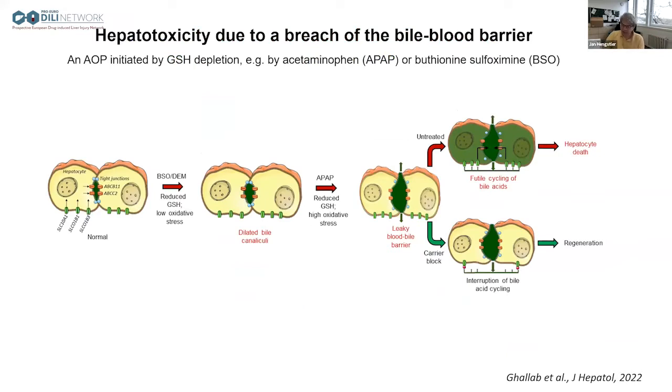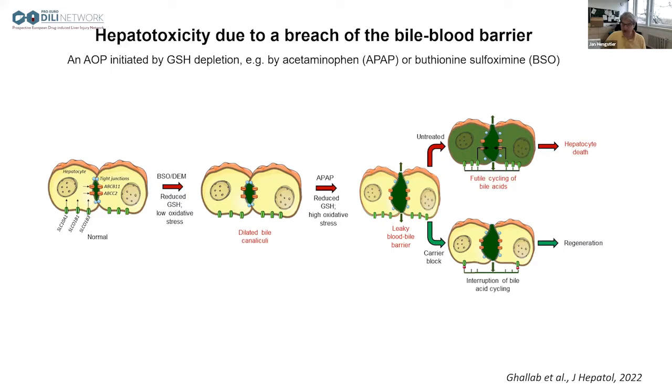And the first example I will show is the breach of the bile-blood barrier induced by paracetamol. And I would like to give a summary in the beginning, then you can more easily focus on the experiments and discuss and criticize them. So these are two hepatocytes with a bile canaliculus in between. The first observation, always when we deplete glutathione, this can be by paracetamol, but also by BSO, or other compounds which deplete glutathione, what we always see is then the bile canaliculus becomes wider.